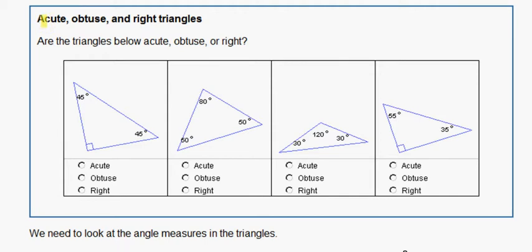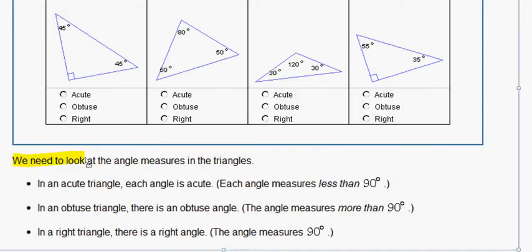In this problem, we are talking about acute, obtuse, and right triangles. It is asking us, are the triangles below acute, obtuse, or right? We need to look at the angle measures in the triangles.